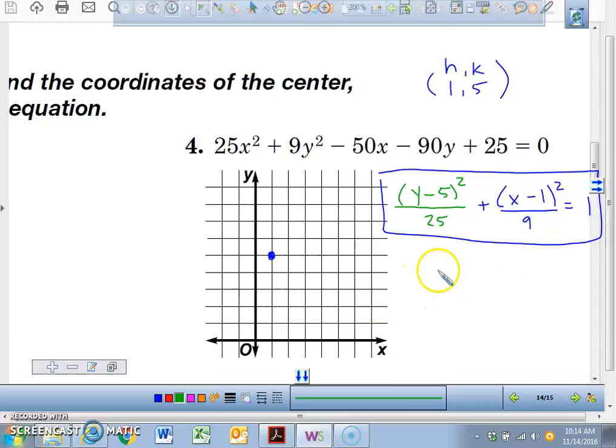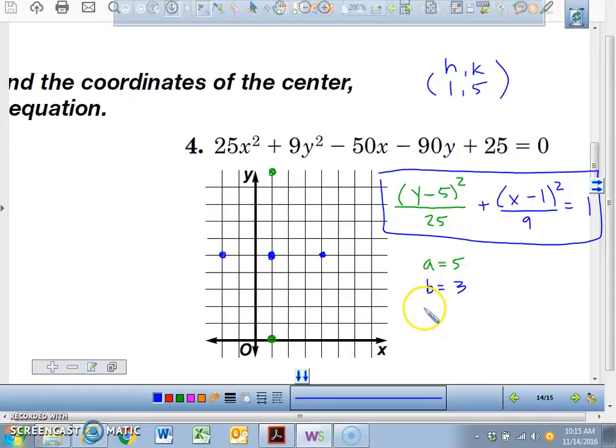Just remember, your A value, everybody, your A value was a 5, and your B value was a 3. So my A value from right here, I'm going to go up 1, 2, 3, 4, 5. Put a point. Down 1, 2, 3, 4, 5. Put a point. B value, I'm going over 3 to the right from the center. Over 3 to the left from the center.